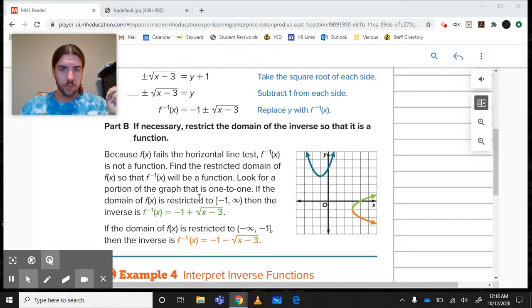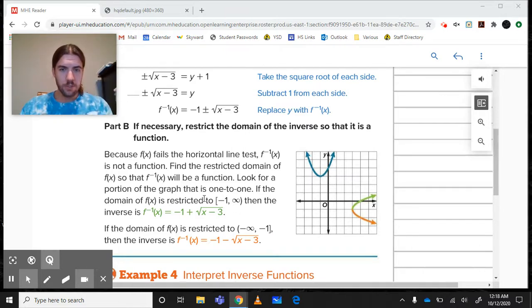If instead we restrict it to everything between -1 and negative infinity, then we're talking about the blue line as it goes from the bottom here up to the top left. And that would correspond to the orange arrow, the -1 minus the square root of x minus 3. Okay, so that would be it.